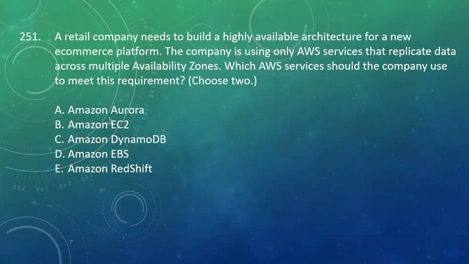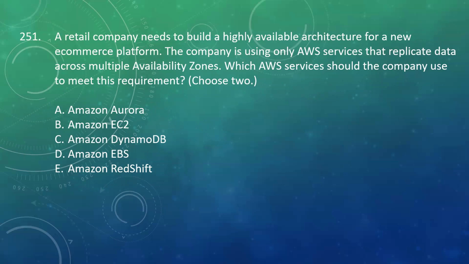Next question. A retail company needs to build a highly available architecture for a new e-commerce platform. The company is using only AWS services that replicate data across multiple availability zones. Which AWS service should the company use to meet this requirement? You need to choose two options here. Your options are Amazon Aurora, Amazon EC2, Amazon DynamoDB, Amazon EBS, Amazon Redshift.